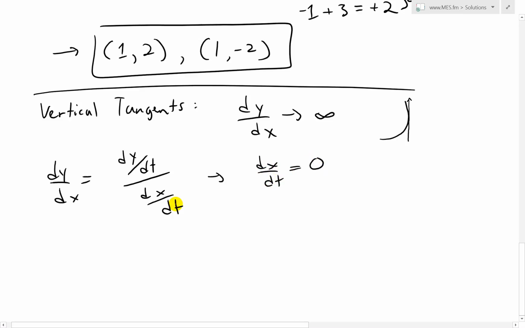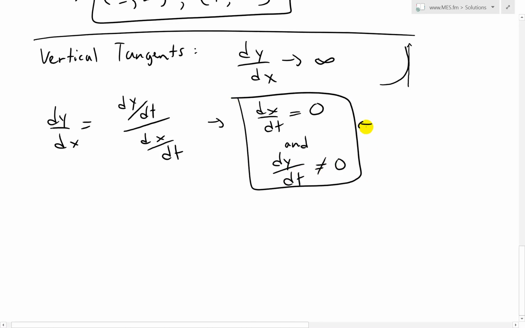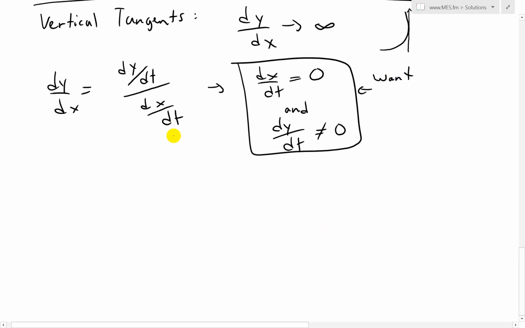So if it equals 0, then you're dividing by 0. In other words, you're going to infinity. And again, we want this one not equaling 0, so we don't have a 0 over 0 scenario. So we can't have dy over dt equals 0. So this is what we want: the scenario where the bottom is 0, so dy over dx goes to infinity, and dy over dt just can't equal 0. Otherwise, we'll have a 0 over 0, undefined, etc.